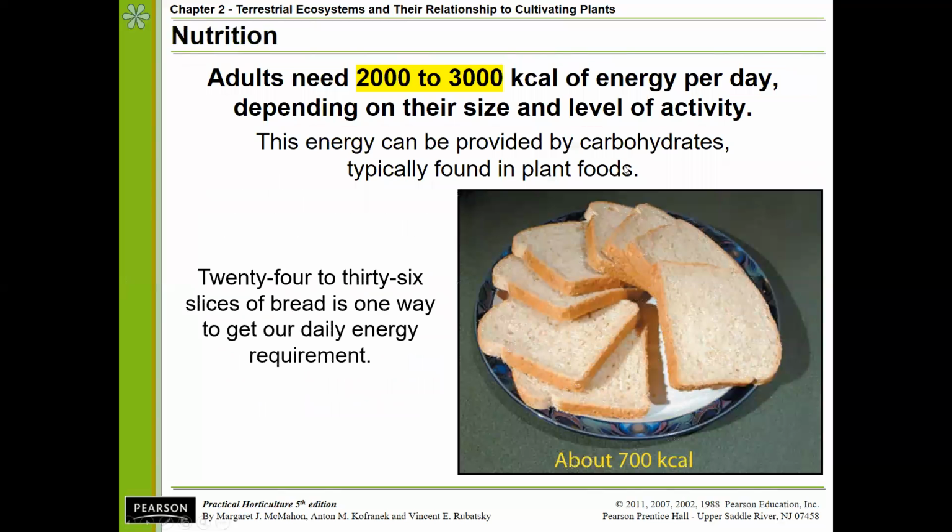So yes, adults do need 2,000 to 3,000 kilocalories of energy per day, which really just translates to calories. And if you look at nutrition facts on the back of any processed product, it's based on that 2,000 calorie diet. However, it really depends on a person's size, their metabolism, and their level of activity in terms of how many calories they need.